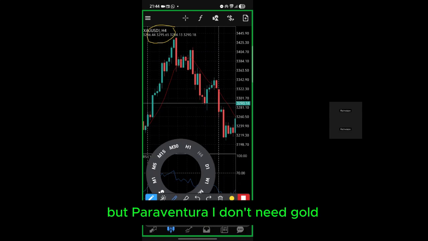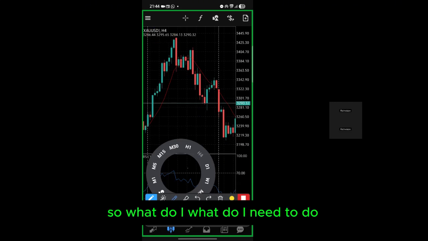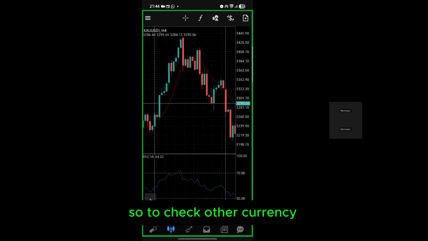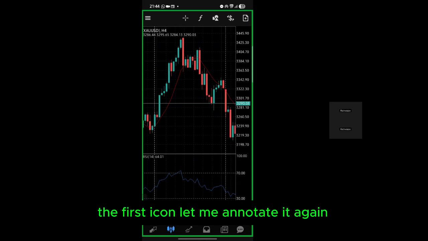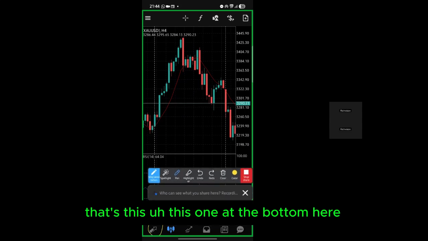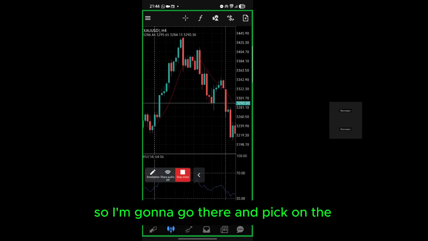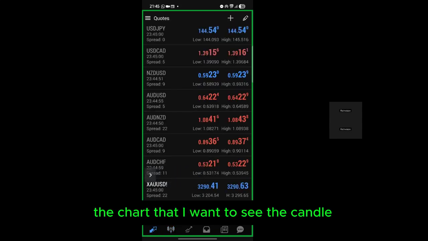For now, I don't need gold. I'm trying to trade some other currency. So what do I need to do? To check another currency, I come back to the first one that we had, the first icon where we had the arrows. Let me annotate it again. That's this one at the bottom here. I'm going to go there and pick the chart that I want to see the candles for.